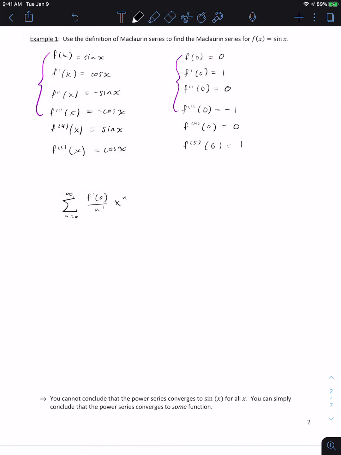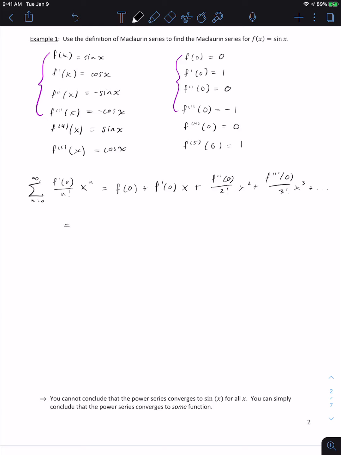Okay, so again, I'm trying to find this Taylor or Maclaurin series, right? So I'm adding up infinitely many terms. So again, what will this look like? Just writing out the first few terms, f of 0 plus f prime of 0 x to the first power, plus f double prime at 0 over 2 factorial x squared plus f triple prime at 0 over 3 factorial x cubed, and so on.